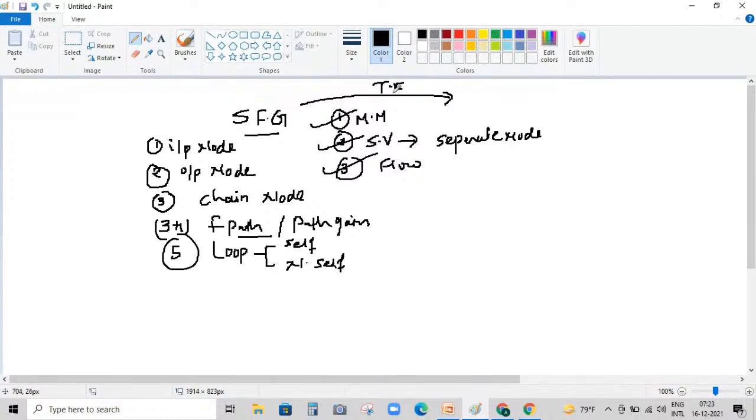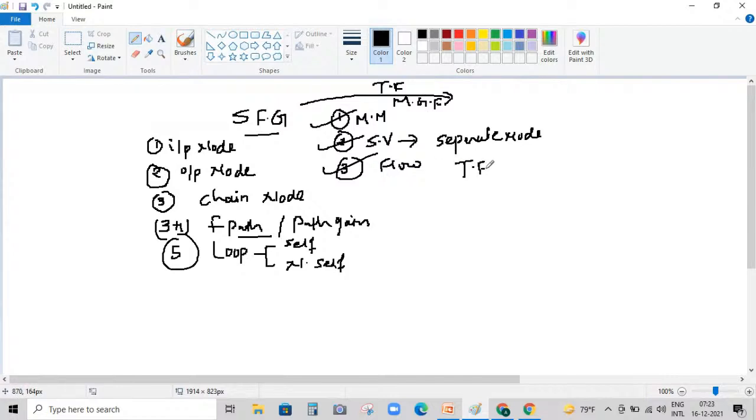That is our objective, and this is possible applying the concept of what? Mason's gain formula. So in today's session, we are going to discuss what exactly Mason's gain formula is and how Mason's gain formula plays an important role in order to determine the transfer function of a system if its signal flow graph is known to us. Now, why are we interested in finding the transfer function?